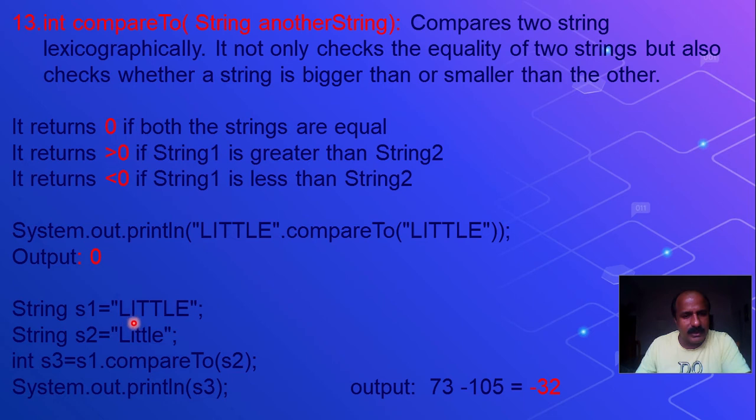So what is the ASCII value of capital I? This is 73. And what is the ASCII value of small letter i? 105. Its difference is 73 minus 105. Why does 73 come first? Because I am comparing this string with this one, that's why. So 73 is coming first. So 73 minus 105 means you will get minus 32.